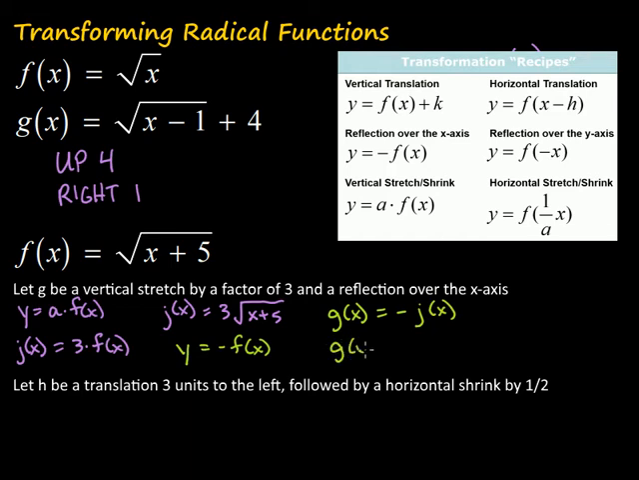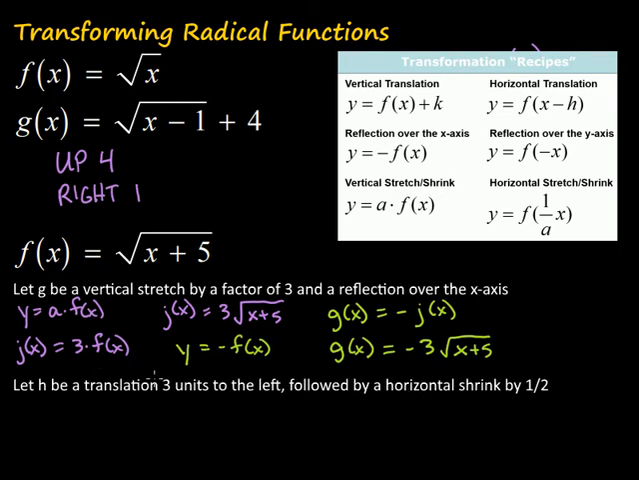So my answer for this one is g of x equals negative 3 times the square root of x plus 5, like so. Again, you could double check to see that this is what it says by simply graphing this one and this one to see if those changes come through on the graph. All right, then let's go to this last one. It says, let h be a translation 3 units to the left, followed by a horizontal shrink by 1/2.